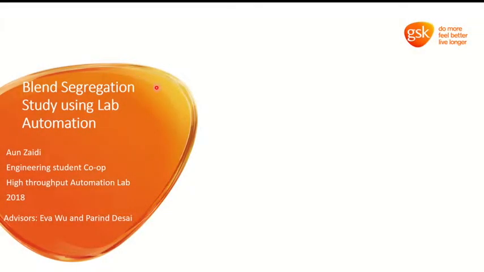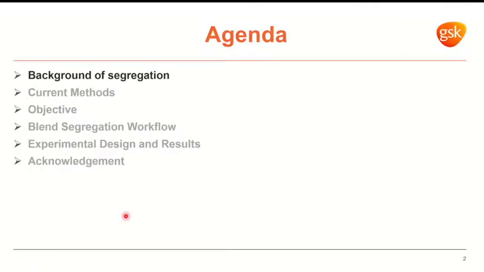Hello, my name is Aun Zaidi, and this presentation is about the blend segregation study using lab automation. This is the research which I carried out when I was a co-op in GlaxoSmithKline in their high throughput automation lab. My advisors for this project were Eva Wu and Parin Desai.